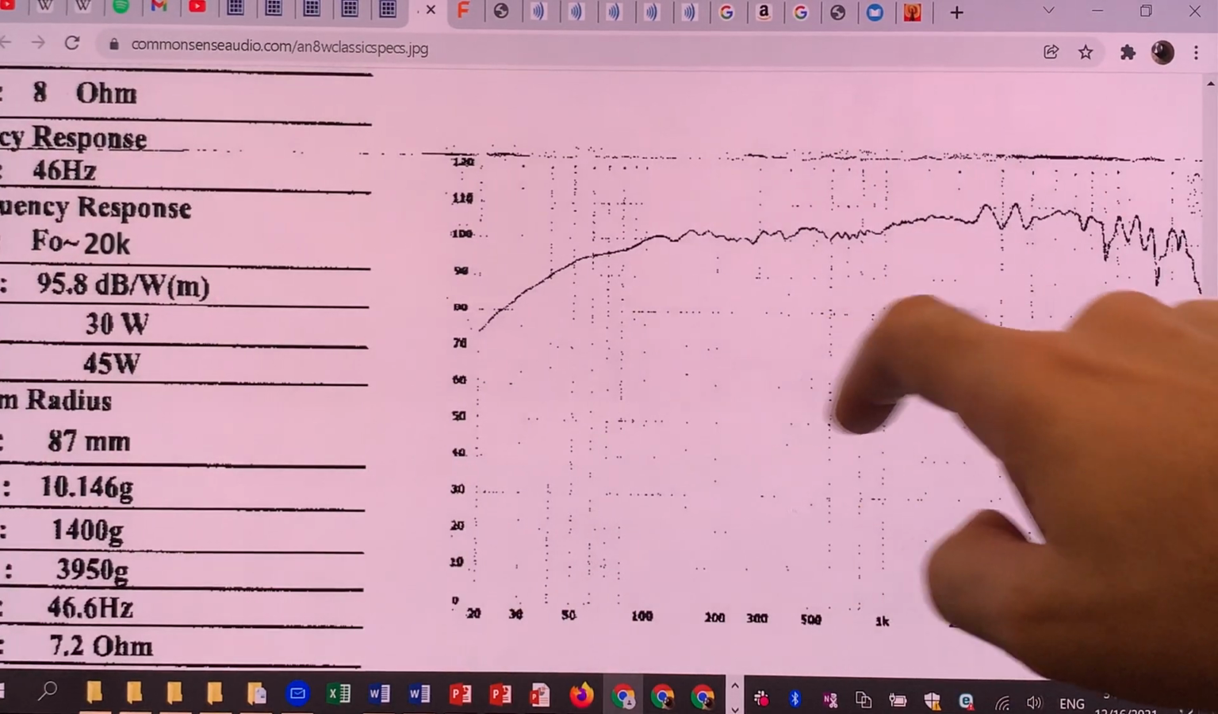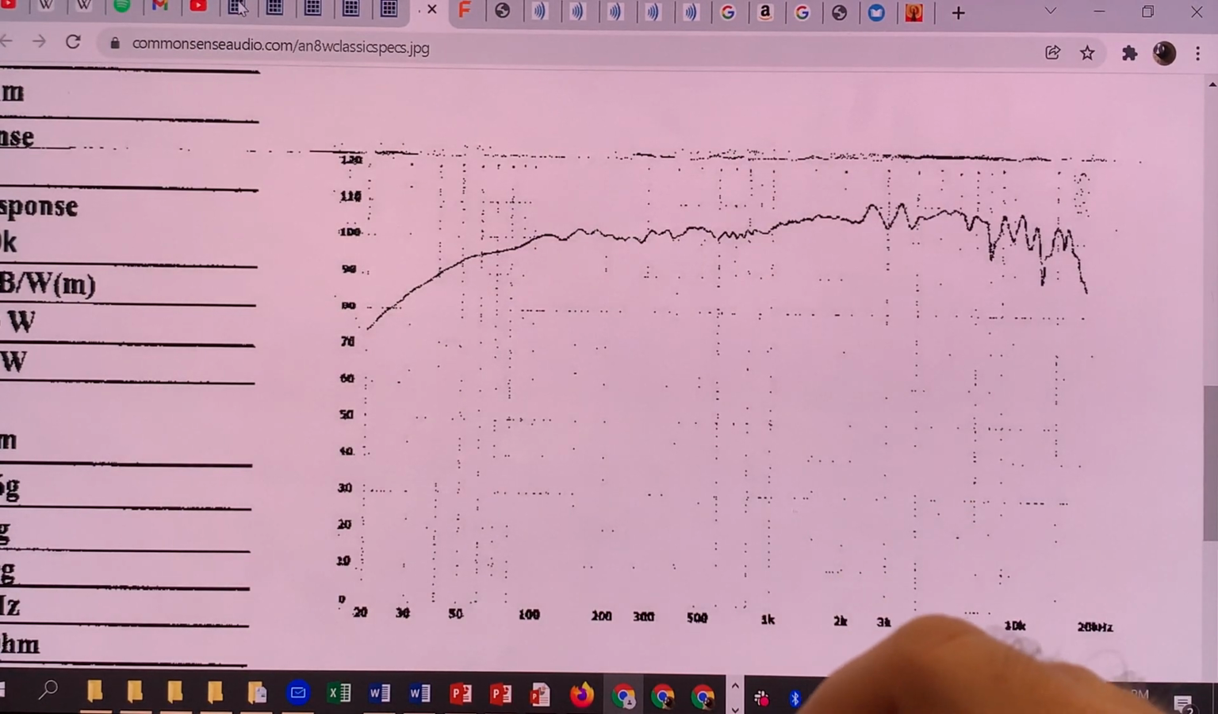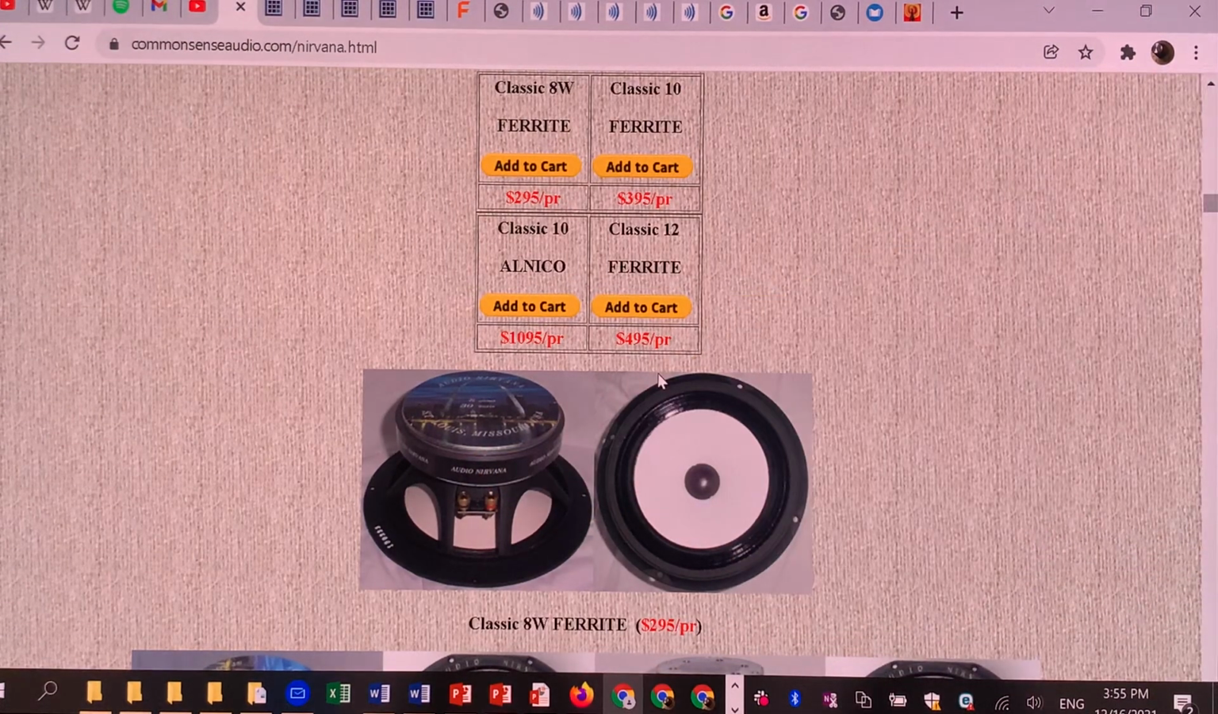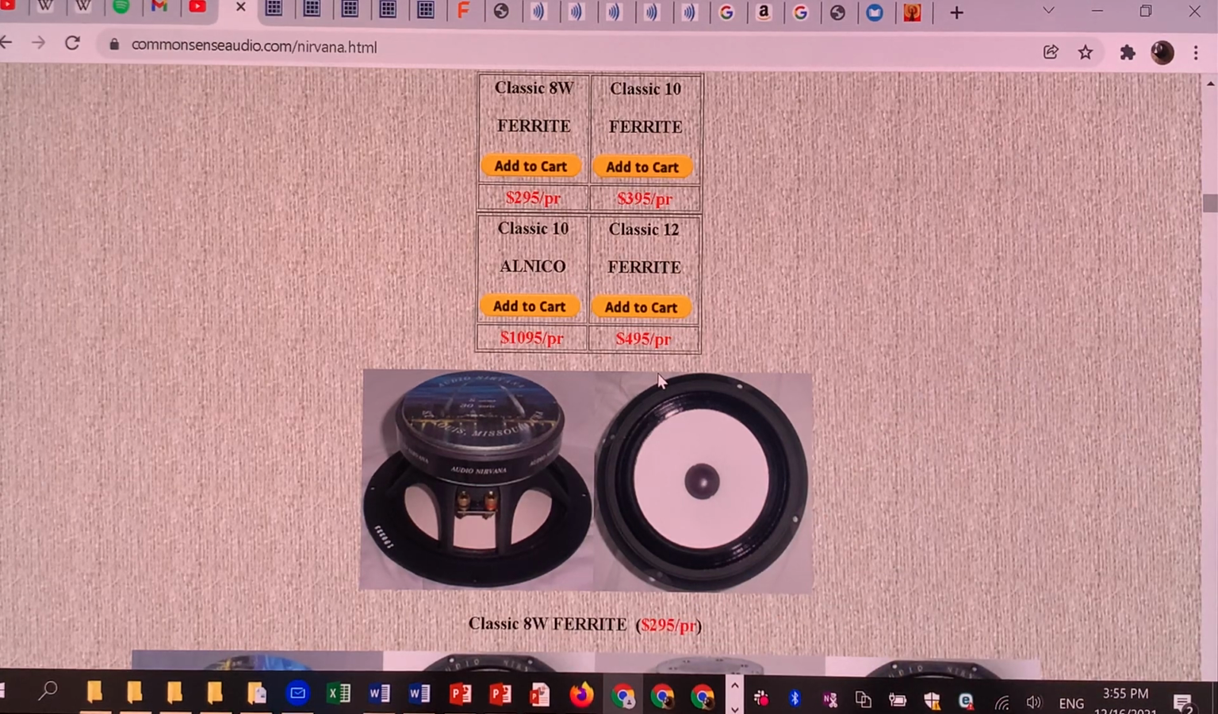And so now we have seen this, and we have looked at their cheapest driver. So this was that one, the classic 8W ferrite, and $300 a pair. I would say that's phenomenally cheap, and it looks like you are getting a very durable, really nice quality driver. I think I can recommend it for playing around with, because it's going to get you, I think, a much better sound quality than what the price would suggest.